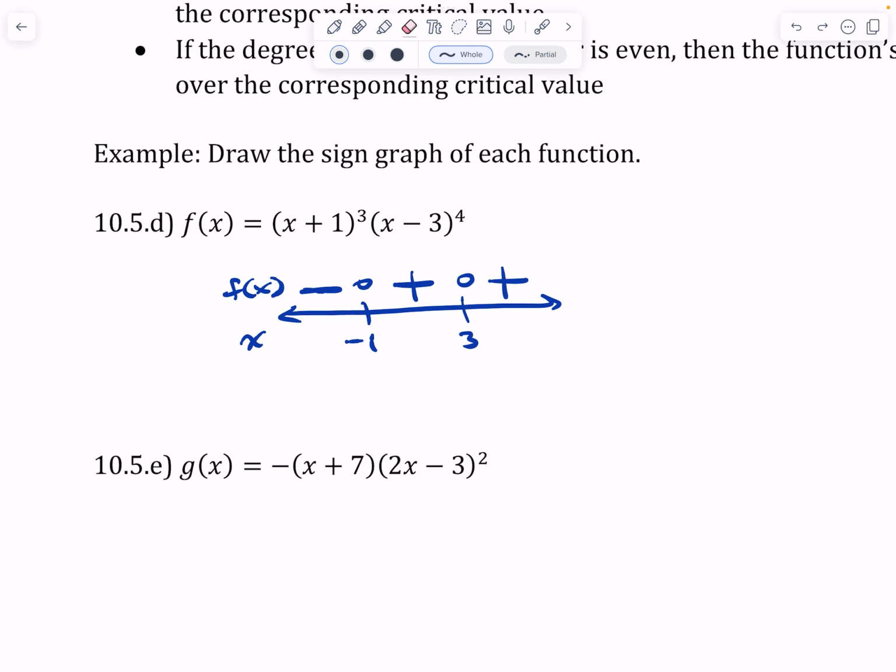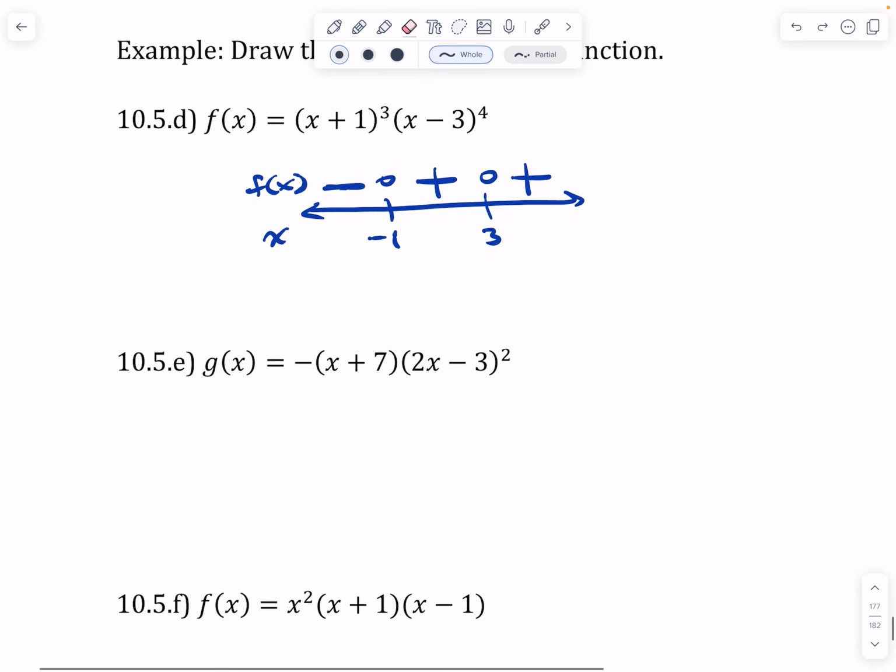Whoa, has it been 7 minutes already? That went by wicked fast. Let's check out some sign diagrams.